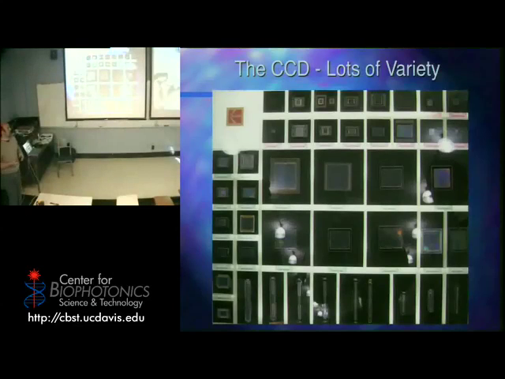we use all kinds of different configurations because we have all kinds of different needs. If we connect it to a microscope, if we connect it to a spectrophotometer, if we connect it to a small digital camera, a large digital camera. So there's a whole range of CCDs.